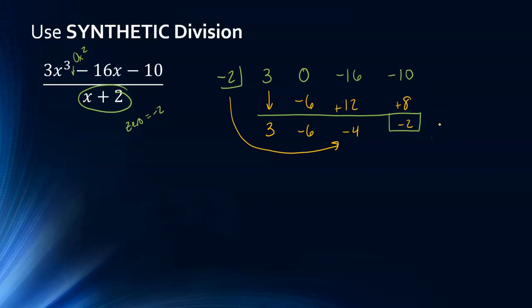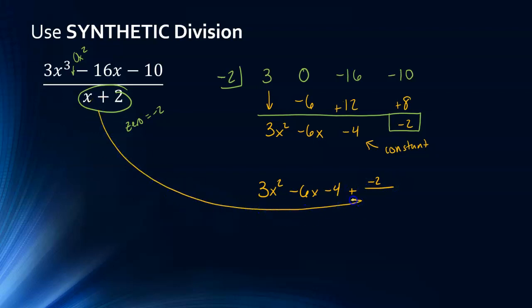Okay, so this time we had a remainder. So I'll tell you what to do with that remainder. This is going to stay your constant. So then we start with our x, then an x squared, going from right to left. So our answer would be 3x squared minus 6x minus 4, and then we could say plus a negative 2 for the remainder. And then what we'd put in the denominator is what we were dividing by originally, the x plus 2. So that is a proper way for you to write your answer. So that is how we use synthetic division.